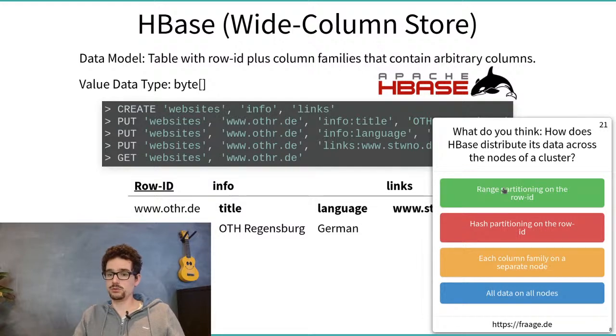Does HBase do range partitioning on the row ID? Or do you think that HBase makes hash partitioning on the row ID? Does it store each column family on a separate node? The info on node 1, the links of all websites on node 2? Or do you think that all data is stored on all nodes?